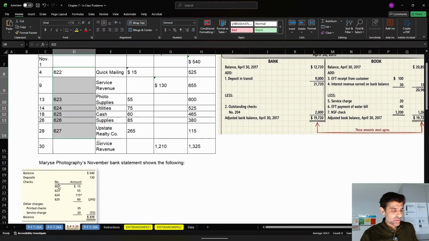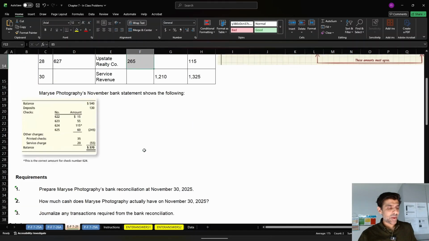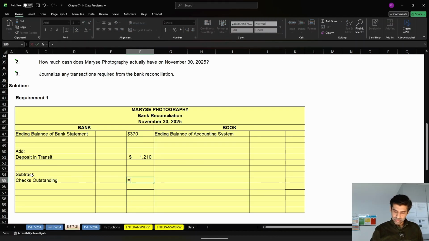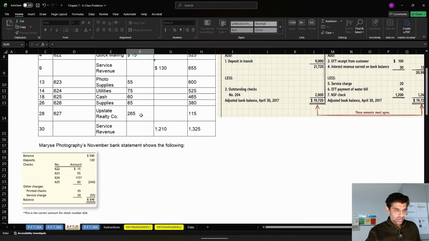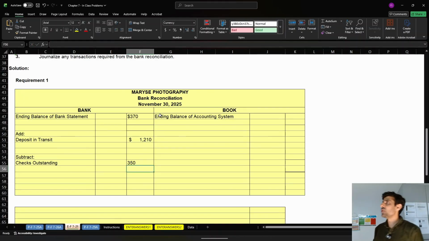So if I look, I see 622, 23, 24, and 25 are all deposited, but 26 and 27 are still floating out there. And so these two amounts, 85 and 265, I need to subtract out of my bank statement. So these are subtraction, checks outstanding, 265 and 85. Now, I think when you do your homework, it's going to have you list each one individually, like checks outstanding by check number. I'm just putting it as one number.